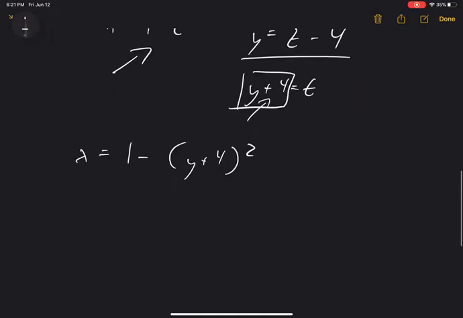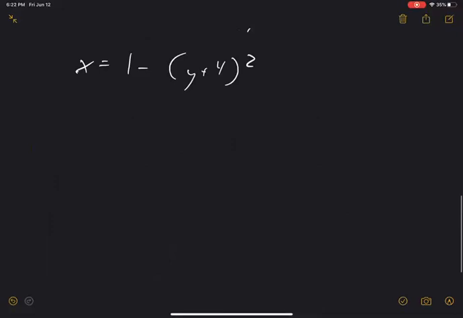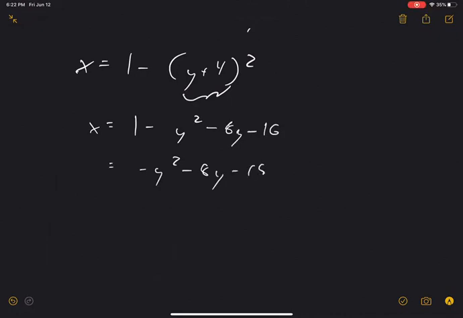I get x equals (1 minus y) plus 4 squared. And then I could just expand this, right? So x equals 1 minus y squared, plus 8y, and then it's going to be minus, and then plus 16 becomes minus 16. So it should look like something like this. Okay, double check me on this, but that should be our Cartesian equation.